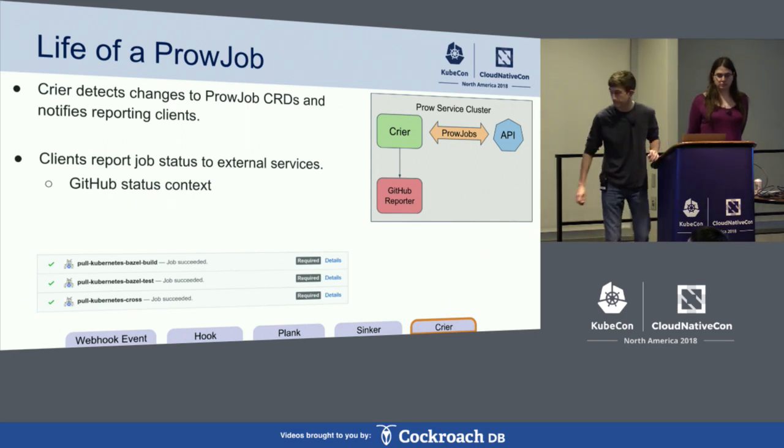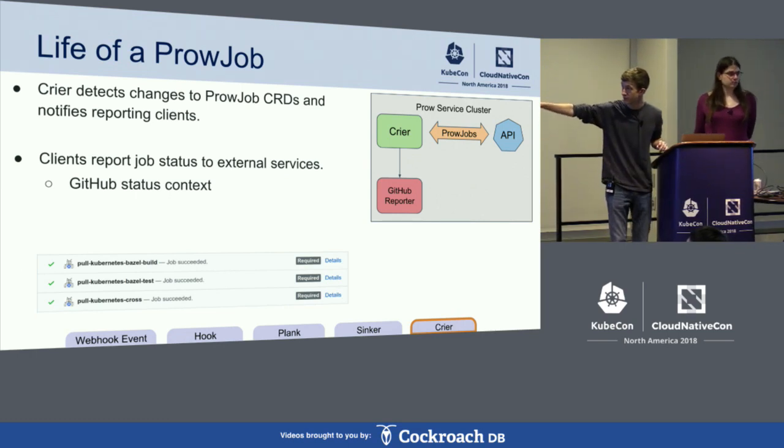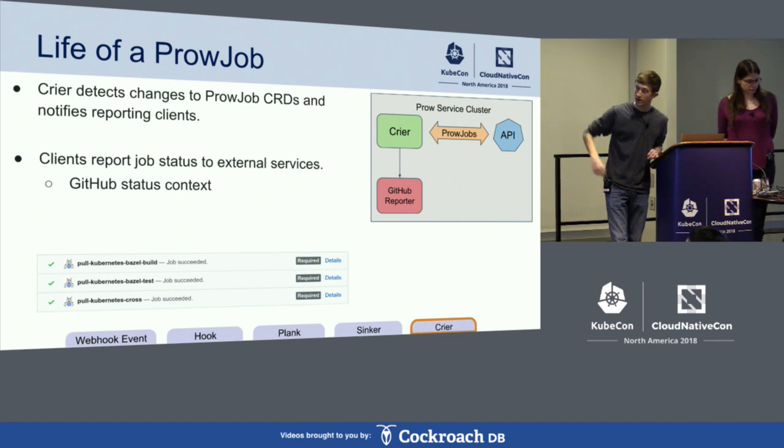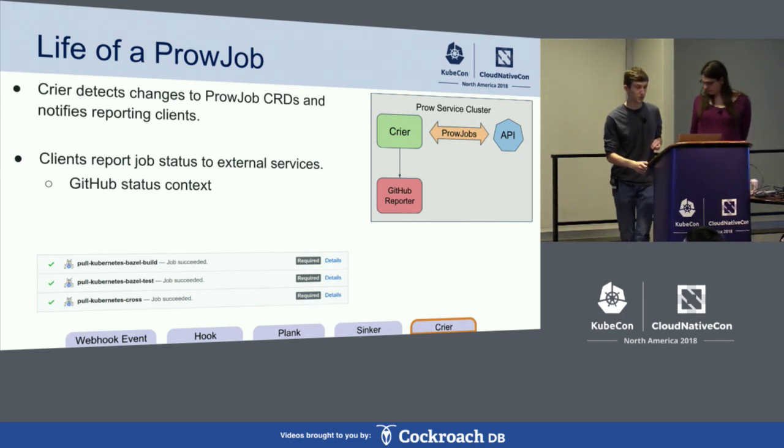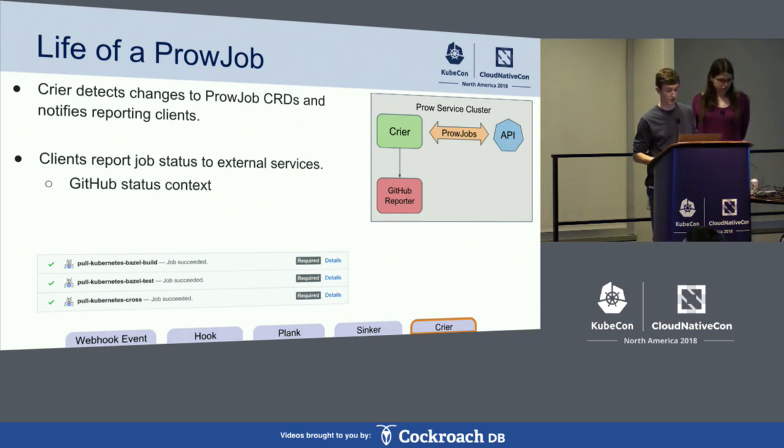So one example of this is the GitHub reporter. So when crier detects ProwJob changes, it notifies the GitHub reporter, and the GitHub reporter can leave these kind of statuses on your PR. And this isn't just for job completion. So we're not just reporting pass or fail here, but we can also report when the job changes other states. So when it goes from triggered to running, that kind of thing. If it errors or is aborted, we can also display all of that.